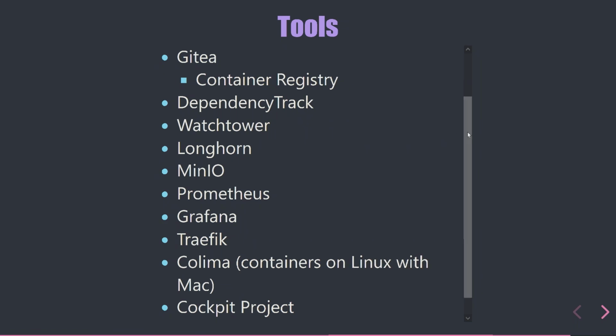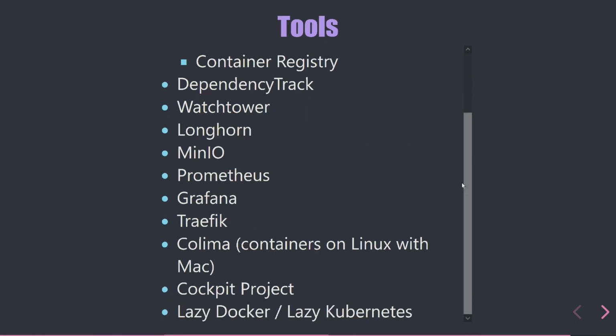Longhorn and MinIO are storage solutions that we haven't quite gotten to using effectively yet, but MinIO is like an S3 storage bucket that I mentioned earlier, and it allows you to have all your containers use that, because there's no such thing as a local file system when you're on the cloud. Prometheus and Grafana are for logging and metrics. We haven't gotten to using those yet.